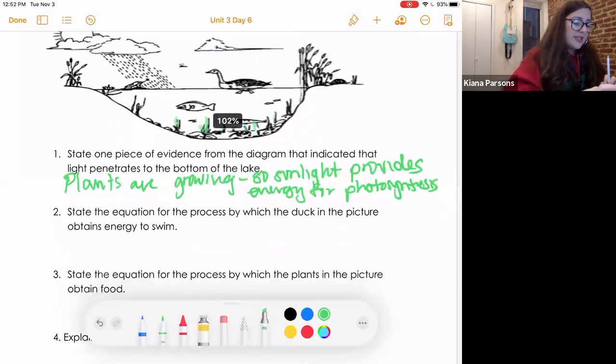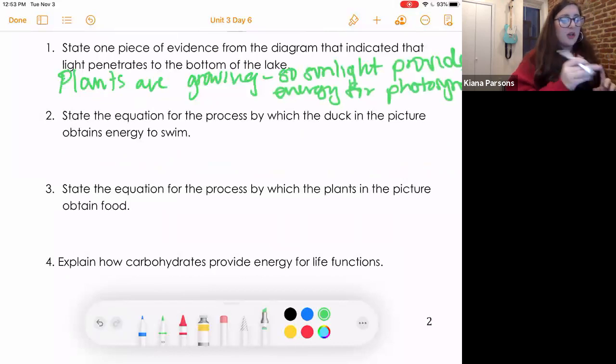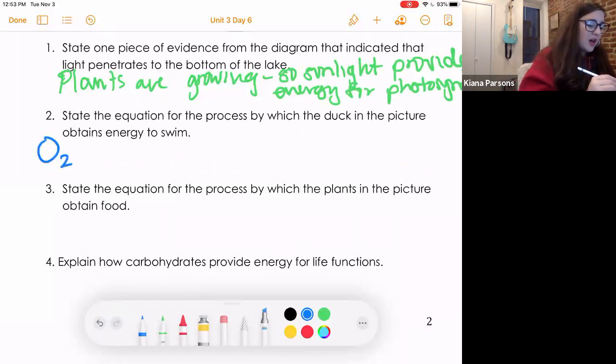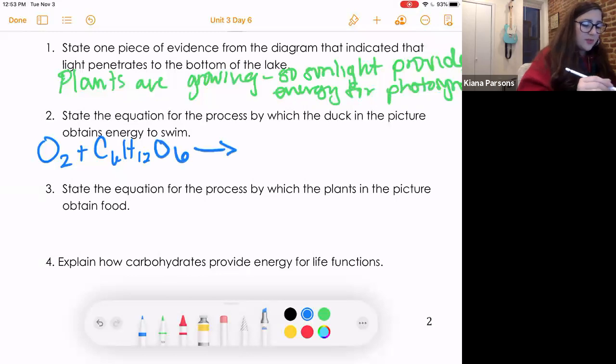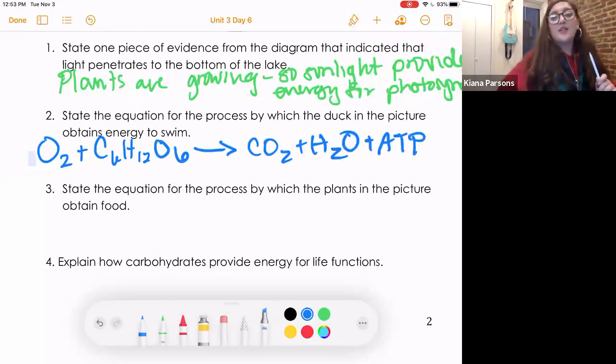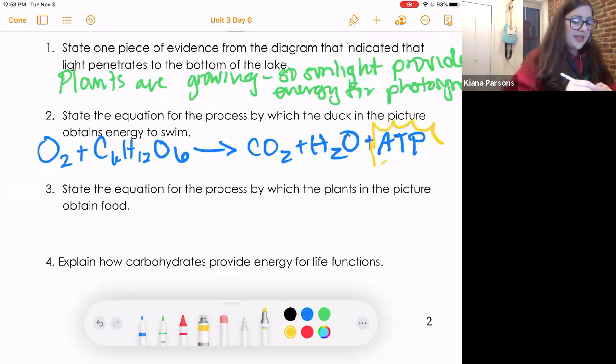State the equation for the process by which the duck in the picture obtains energy to swim. So the duck obtains his energy to swim via cellular respiration. So he combines oxygen plus glucose to yield CO2, water, and ATP, baby. And that's his source of energy, the ATP. And we'll just label this out as cell respiration.